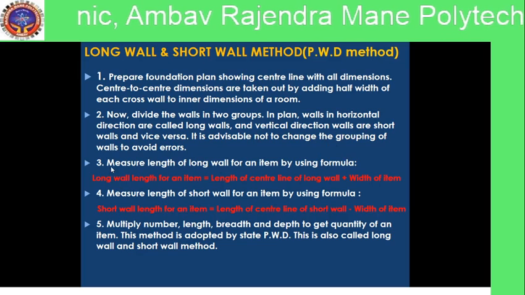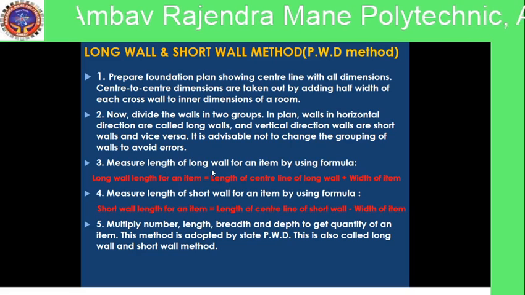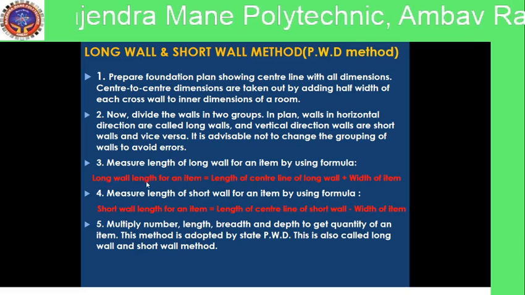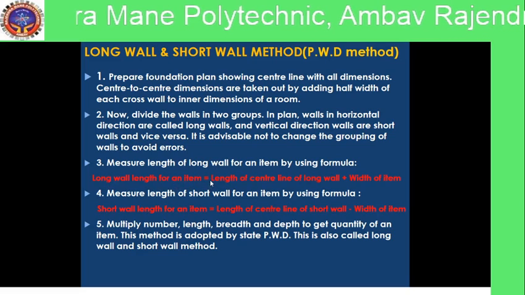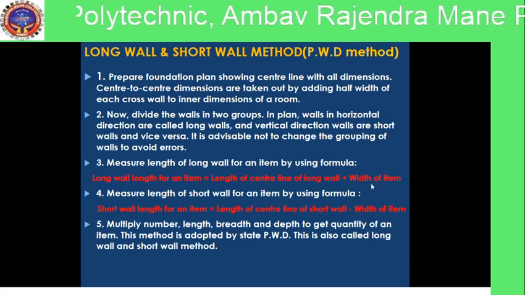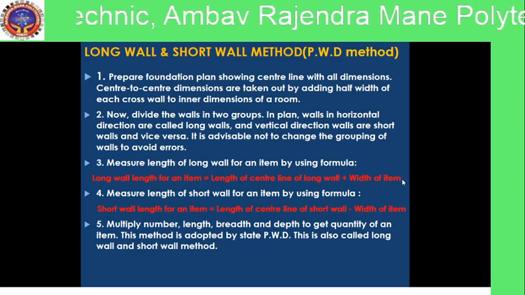So, to measure the length of long wall for an atom by using the formula, length of long wall for an atom is equal to length of center line of long wall plus width of the atom.